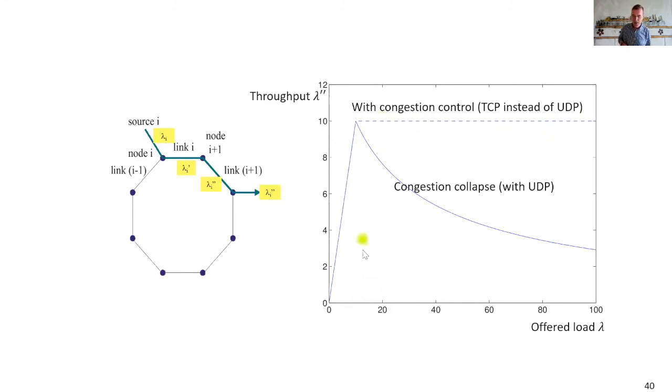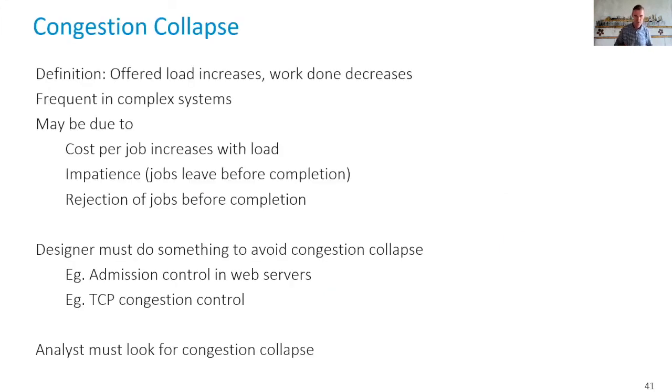This system has a capacity, it cannot do more than 10 per sources. It will never do more. But if you engineer it well, it will do exactly that. If you do not engineer it well, it will collapse. So congestion collapse is the symptom that is as follows: the offered load increases and the work done decreases. It seems paradoxical, but it is not.